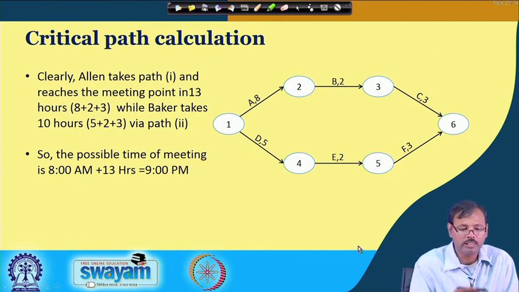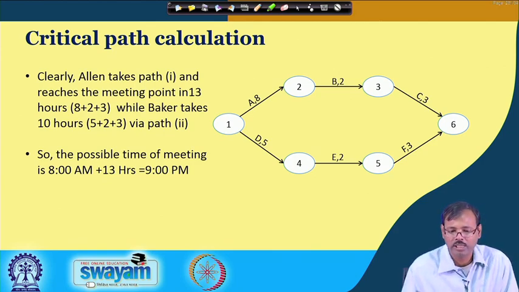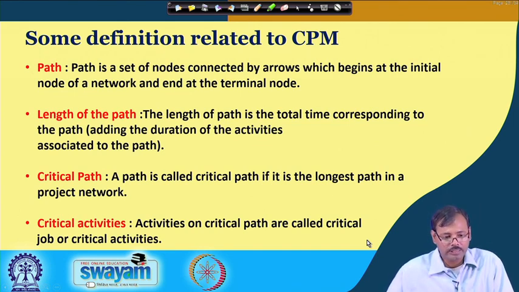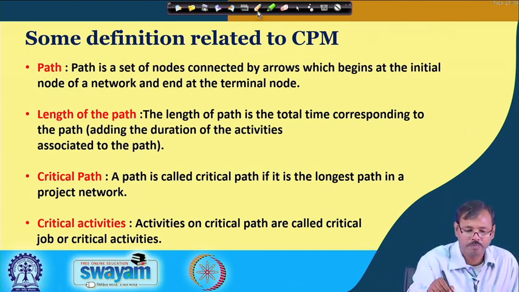So, clearly Allen takes path 1 and reaches there at 13 hours. So, the earliest possible time of meeting is 9 p.m., which we have already discussed. So, again let us see the definitions of this.